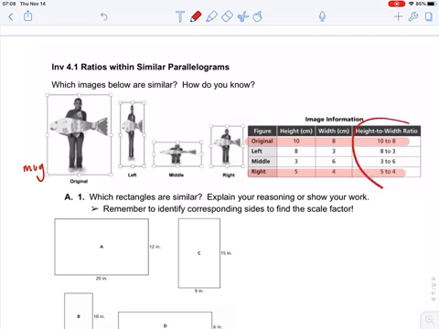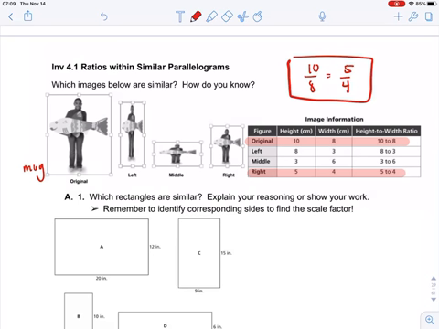Let's highlight this one, and the original are the ones that are similar to each other. Now they have this last column here, height to width ratio, and that is 10 to 8 and 5 to 4. What you know is if you do 10 to 8, is that equal to 5 to 4? That's a proportion. Okay, they are proportional, and that means they are equal ratios. That's what proportional means. Equal ratios.